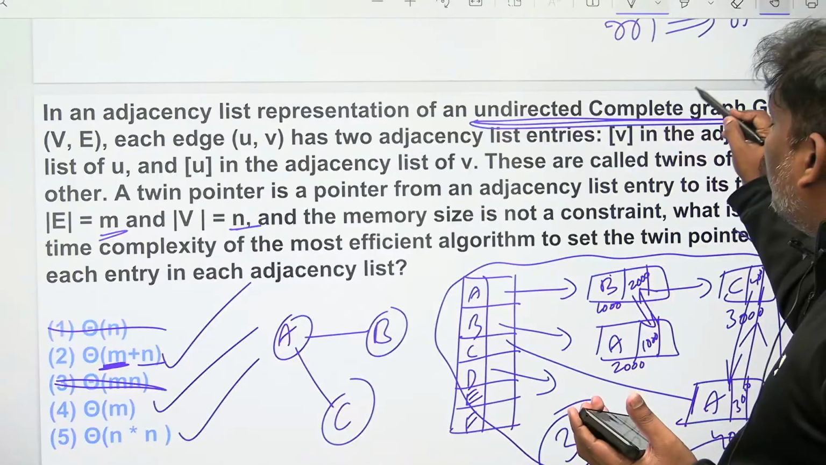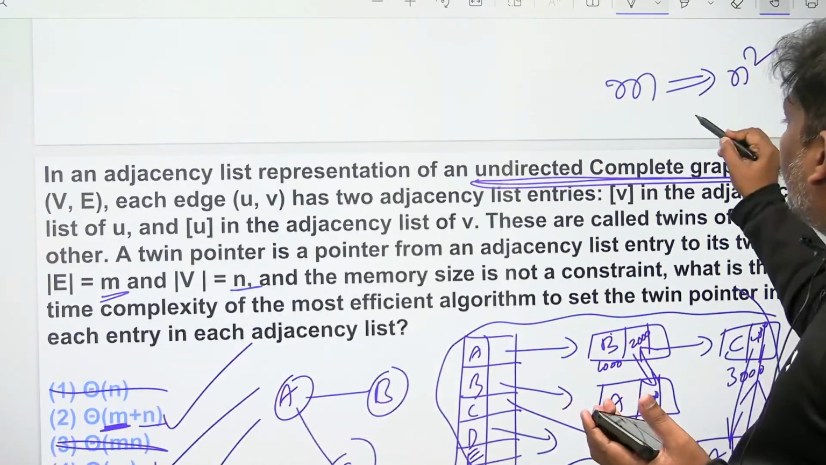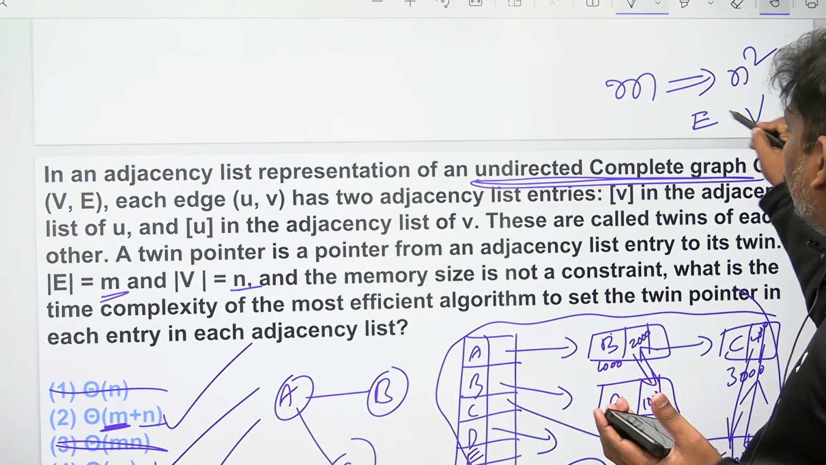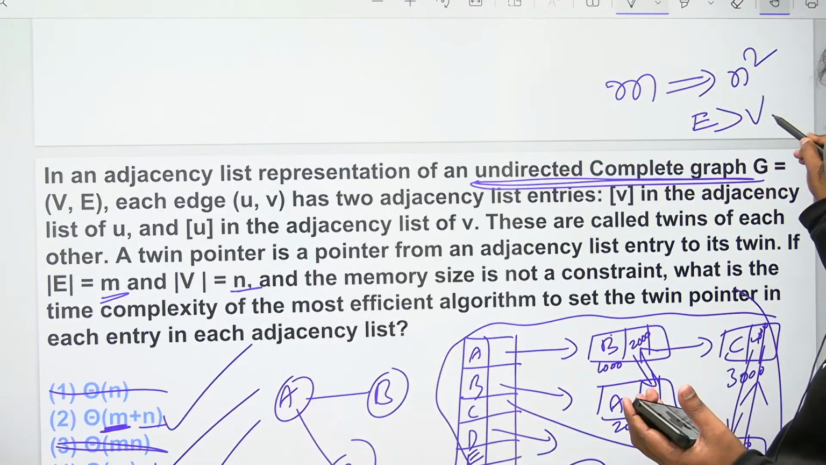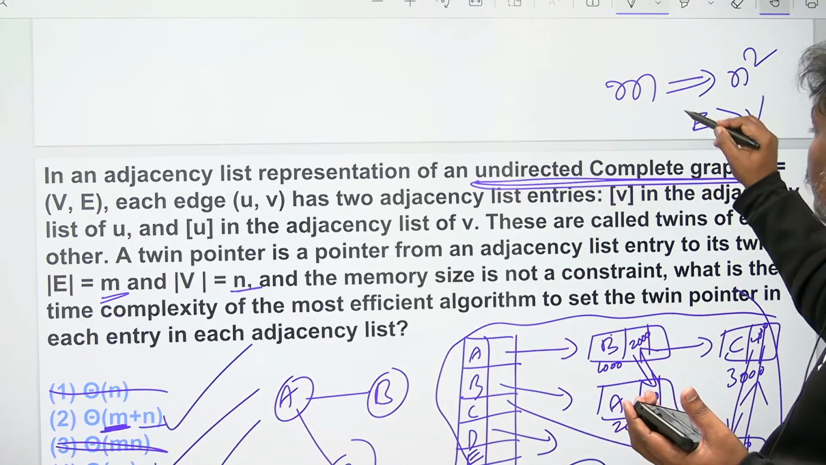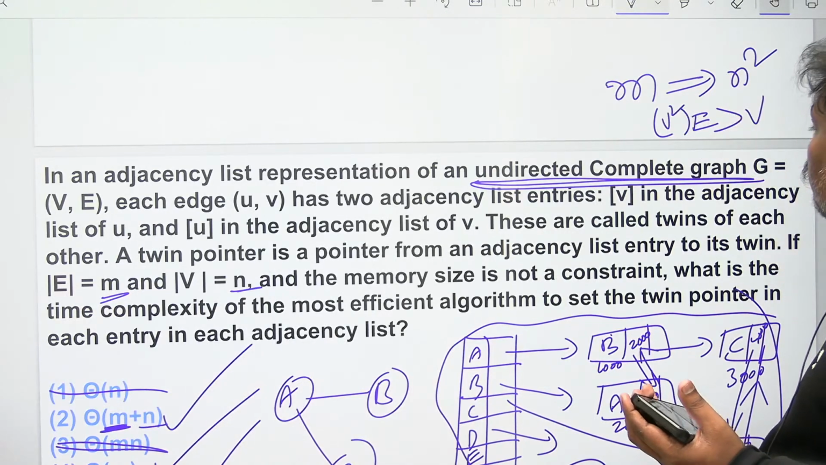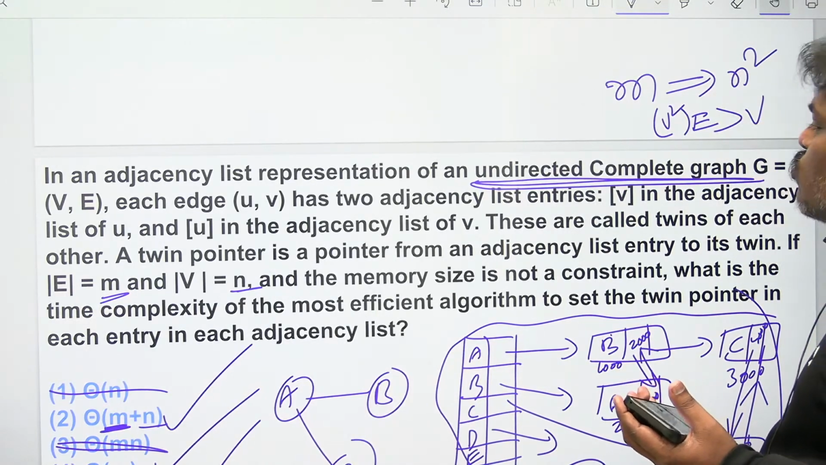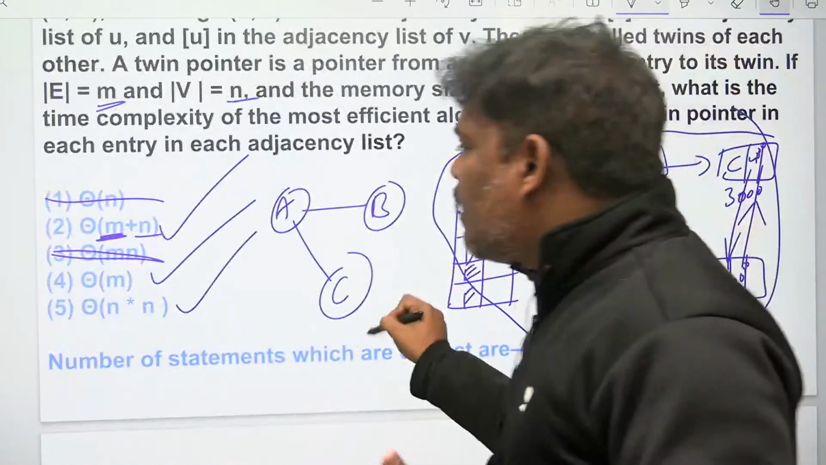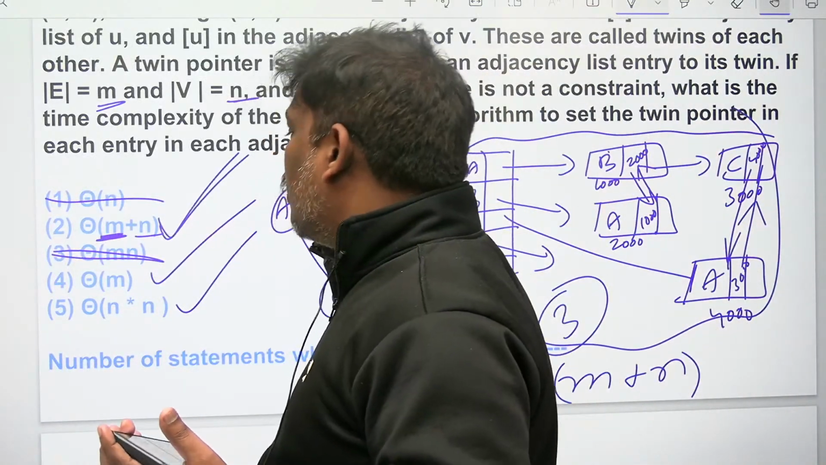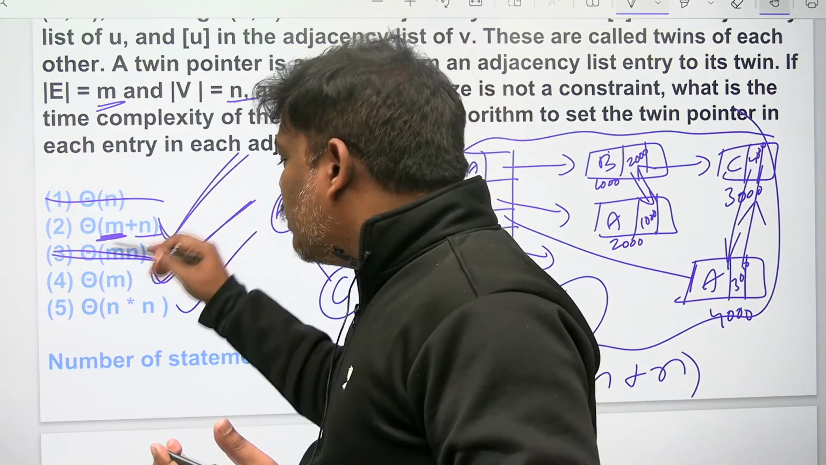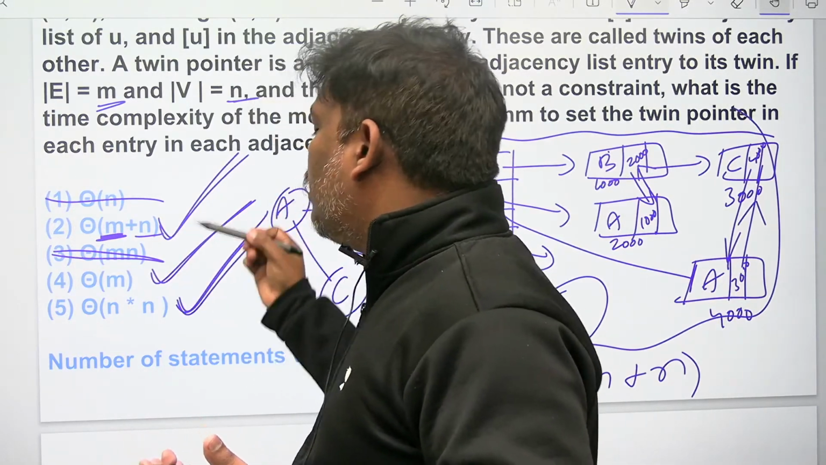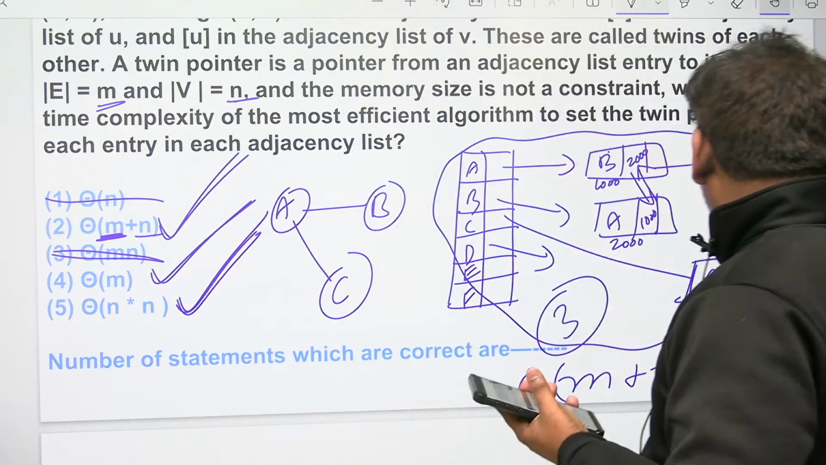See, in the complete graph, comparing edges and vertices, edges are more, because edges are V square. That is the reason. So the answer M plus N is also correct. M is also correct; M is nothing but N square because it is a complete graph. Three are correct.